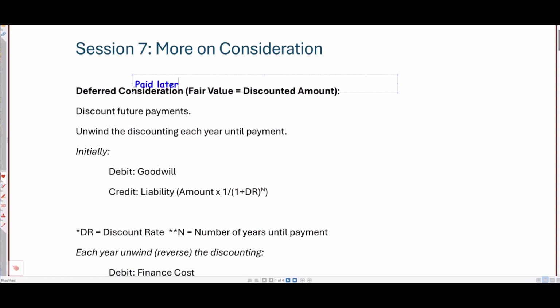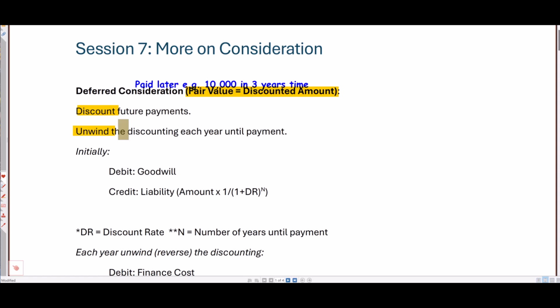So for example, we pay 10,000 in 3 years' time. Now remember, everything that we bring in here comes in at fair value, and the fair value of that is the discounted amount. You're paying it in 3 years' time. That means we need the present value of that, so we need to discount it back to today's value. So that's going to be step 1: we discount the payments. And then step 2 is we unwind or reverse the discounting until the amount is actually paid. And I'll show you how to do that in just a second.